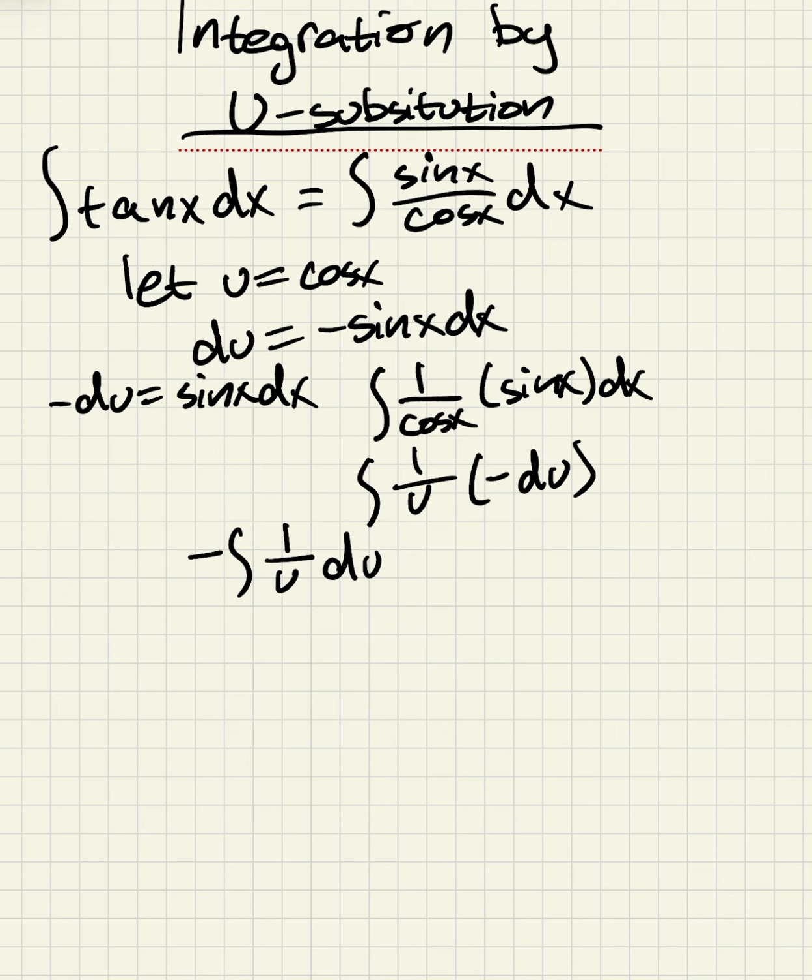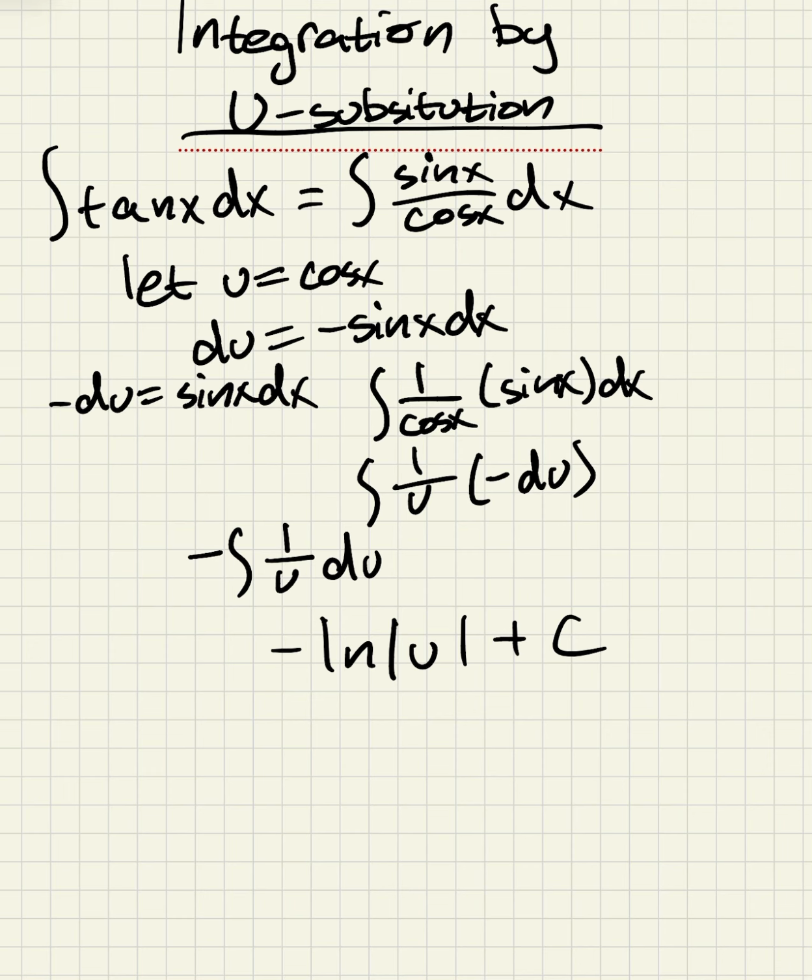Well, we know the derivative of the natural log of x is 1 over x. So therefore, the antiderivative of 1 over u should be ln u, natural log u. So we're just going to have negative natural log of the absolute value of u, plus c, because it's an indefinite integral. Therefore, we do not know the constant.